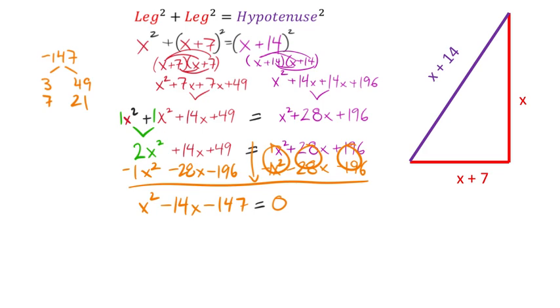But now we need this to be negative 147, so one of these has to be negative. And when we add them together, it should be negative 14. So it looks like it's going to be the negative 21. Okay, so that means if you were to take the 7 and add negative 21, you'll get the negative 14 middle coefficient right there.